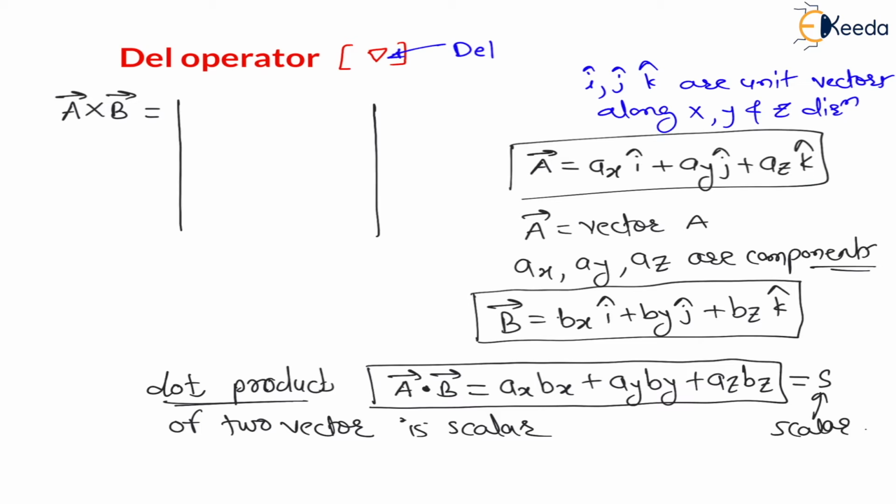Now i, j, k are the unit vectors along x, y, z. Therefore I have to write these unit vectors here: in the first row there will be i, j, k, the unit vectors along x, y, z. Then, as a is written first, we write the components of a in the second row: ax, ay, az. And in the third row we write the components of b: bx, by, bz. This is the cross product, and we have to find the determinant of this matrix.